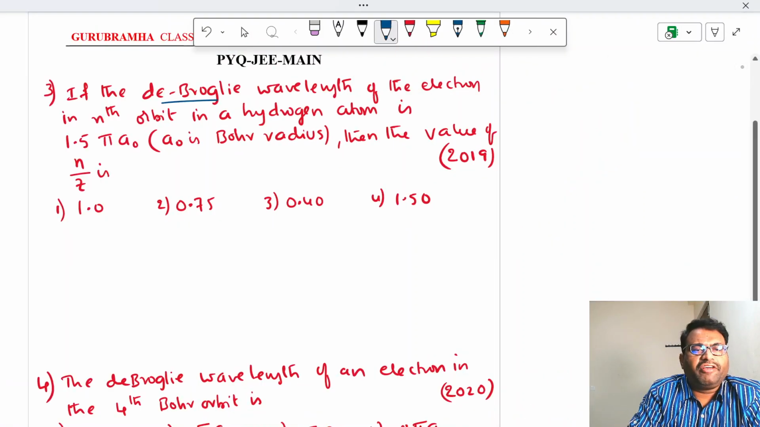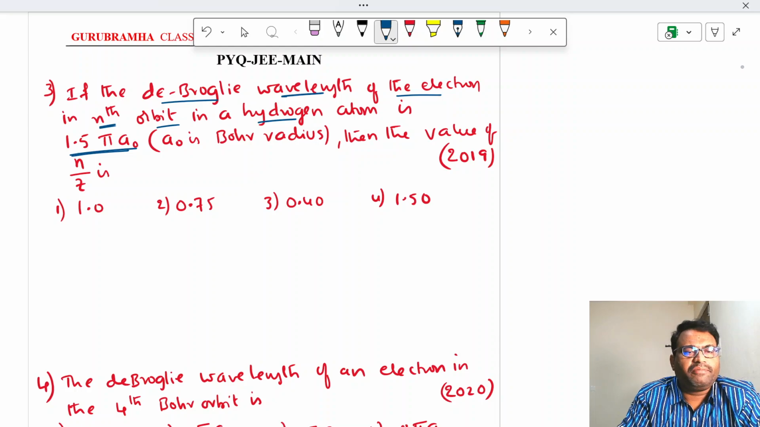If the de Broglie wavelength of an electron in the nth orbit in hydrogen atom is 1.5 pi a naught. So what is given? Lambda is given as 1.5 pi a naught. Then what is asked? What will be n by z?